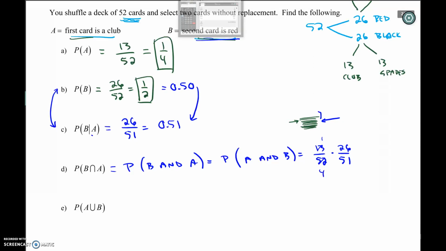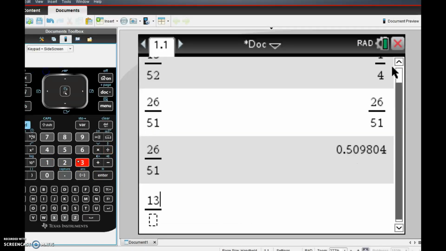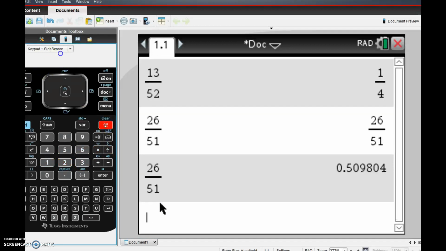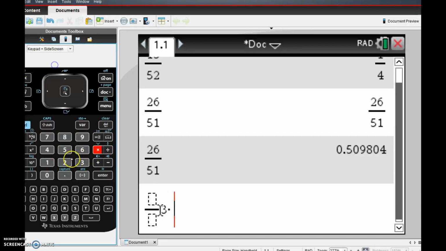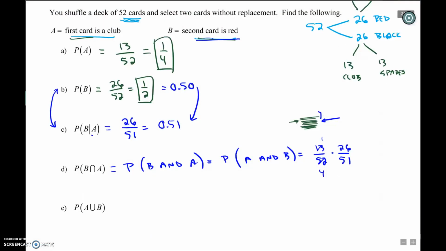I'm just going to type it in my calculator, sorry. 13 times 26 divided by 52. Gosh, what's going on? You guys are like, you're wasting my time with this video, is what's going on. Sorry. Control Enter. That's 0.127.